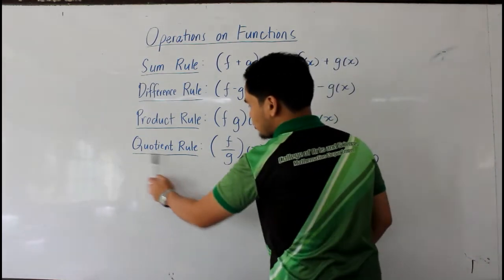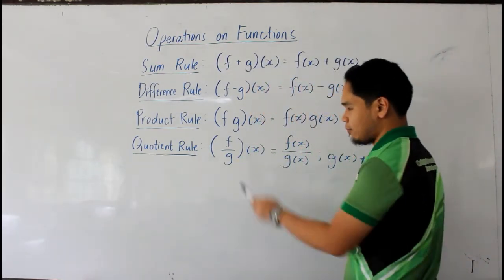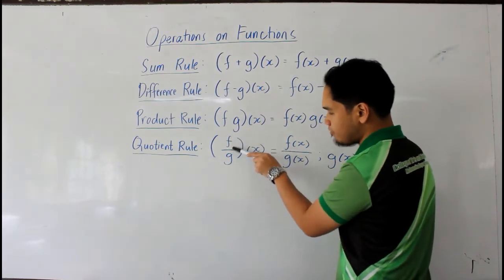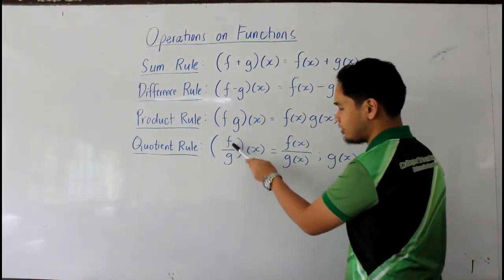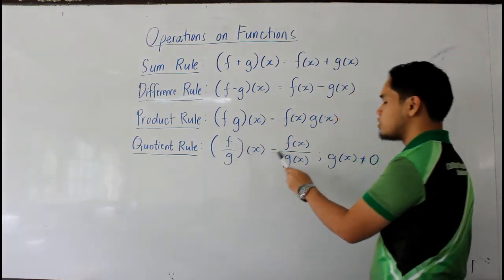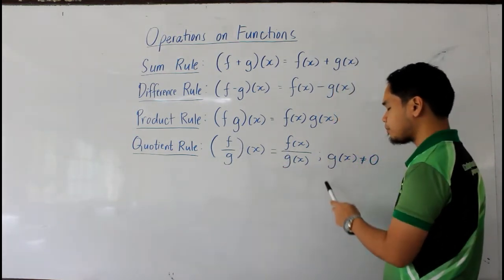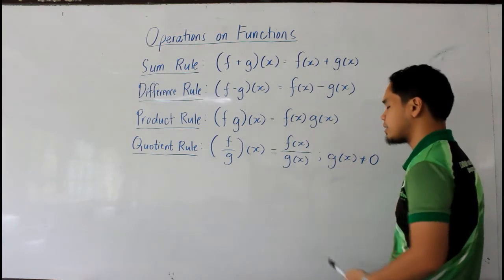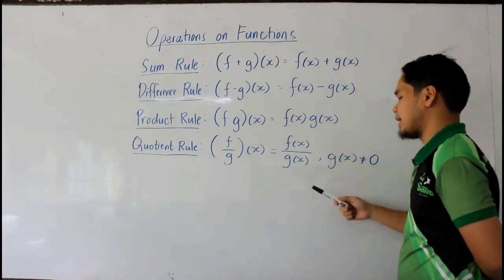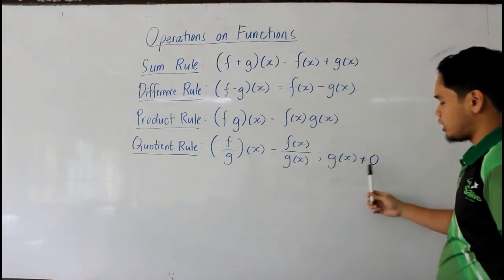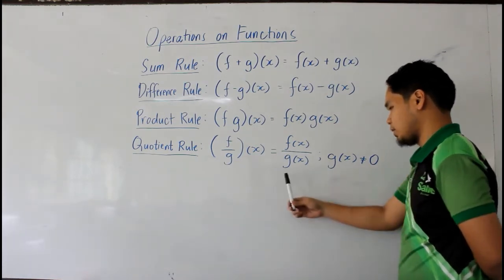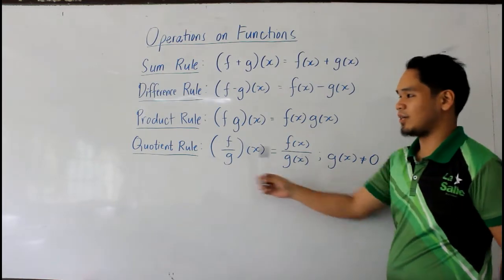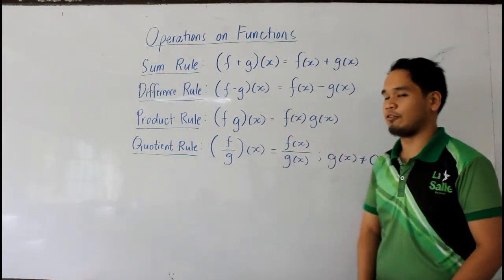Okay, and for the last one, we have the quotient rule. That is, we're dividing here. So this is f over g. Fractions mean we're dividing, right? So we have f divided by g of x, which is equal to f of x divided by the function g of x. Simply as that. Take note that g of x should not be equal to 0, since if the denominator is 0, that's undefined. So those are the four fundamental operations of functions.